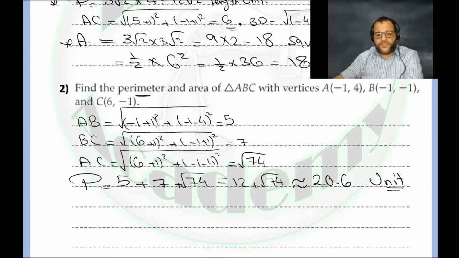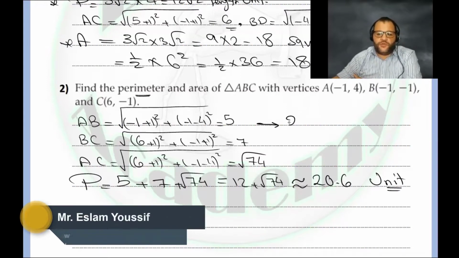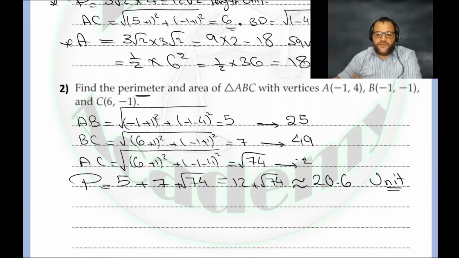How can we find its area? To find its area, at first we need to find the type of the triangle. Which one is the longest side? If you square this side, it will be 25. This side squared will be 49. This side squared will be 74. By adding the two small sides squared, you will find that the result is 74. If a squared plus b squared equals c squared, it means this triangle is a right triangle.